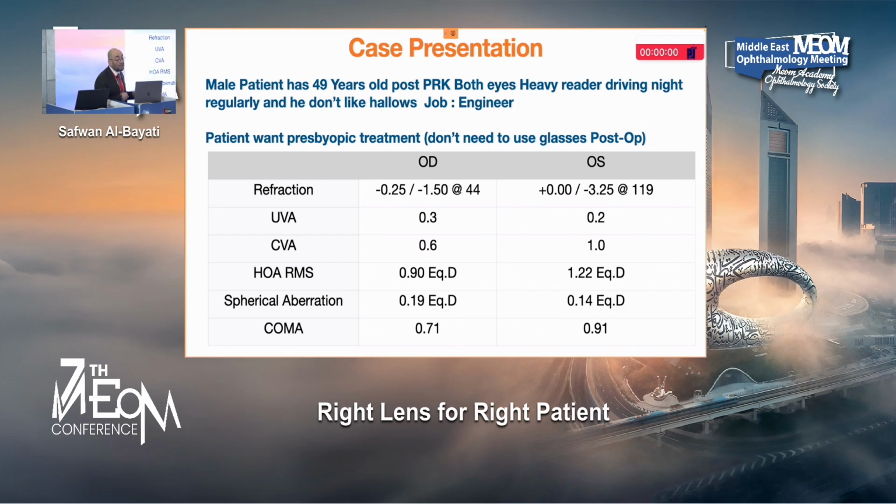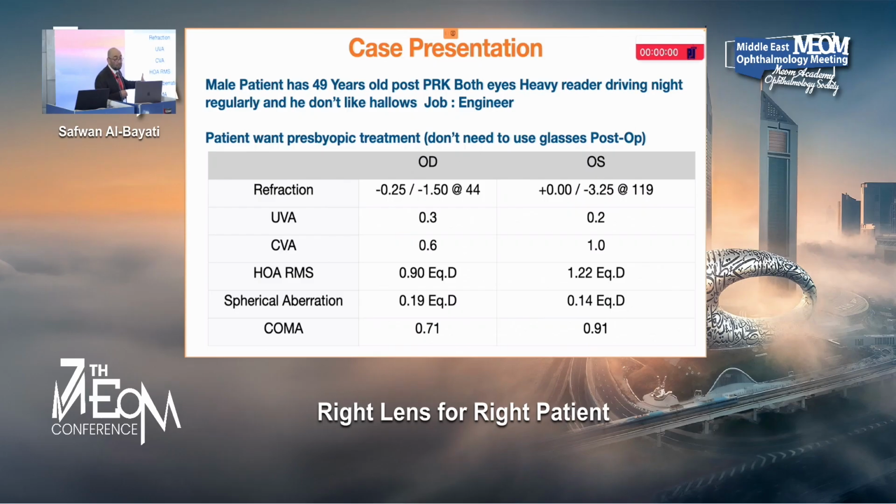Now, if we go to the third case: a male patient, 49 years old, post PRK both eyes, heavy reader, regular night driver, and he doesn't like to have halos. Job: engineer. That's the patient that we have. Post-refractive, he needs to drive at night and he needs to read. This is the kind of patient, and these are the problems that we have.